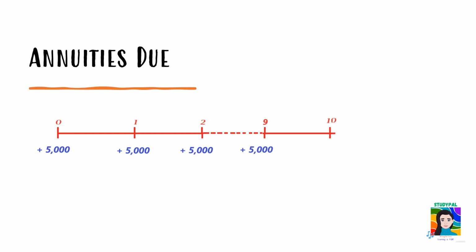Whereas in the case of annuities due, the first cash flow is occurring immediately at the start of year 1 or period 1, which is in this case year 0. But remember, in ordinary annuities, the first cash flow was at the end of year 1. So that's the main difference. And the time gap between each cash flow is the same, just like in ordinary annuities. So simply, annuities due is when the first cash flow is occurring immediately.